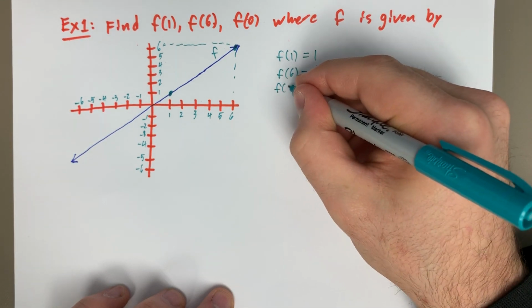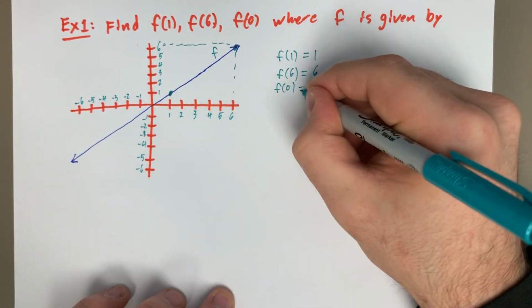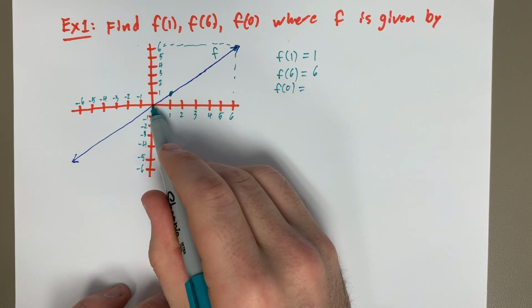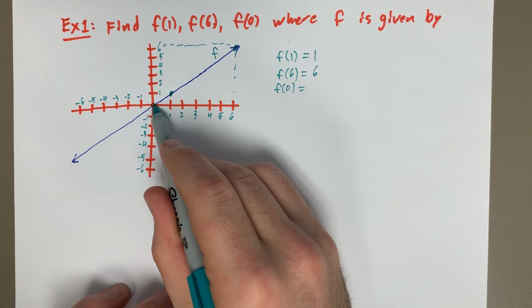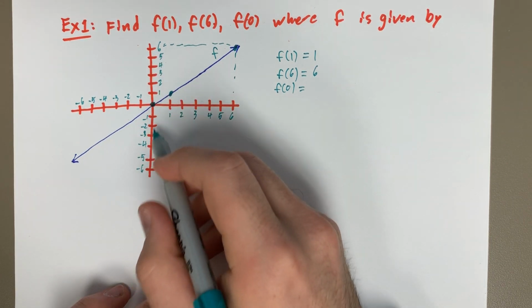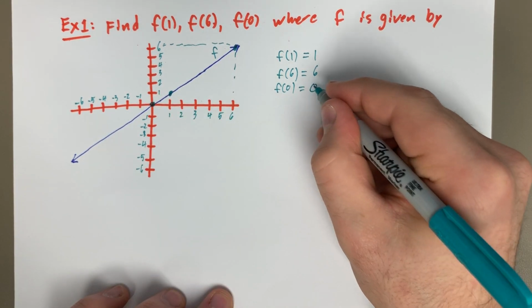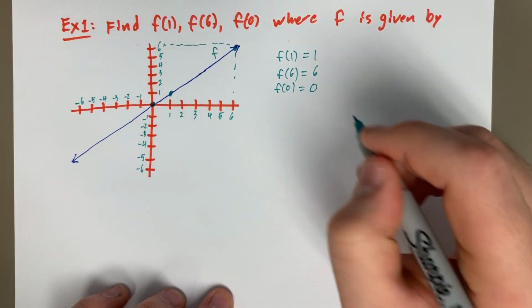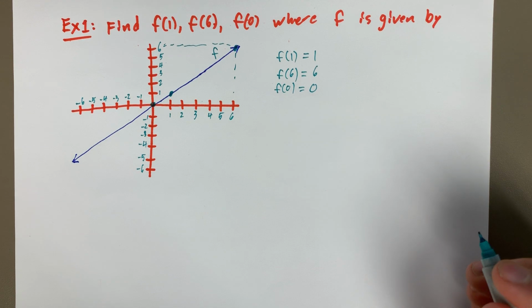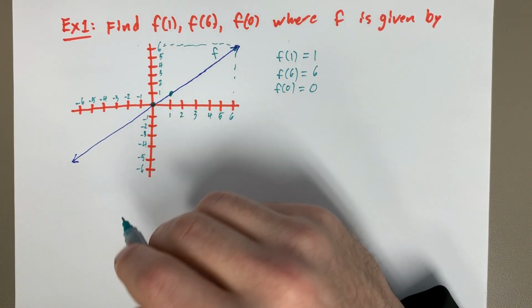How about f of 0? Now I go to 0 on my x-axis, which is here at the origin, and what is the corresponding y value? There's no height, so the y value is 0. So we're at the exact origin, 0, 0, that point where the x and y axis meet.